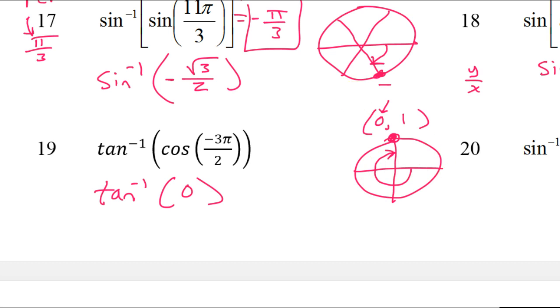Okay, so what about this point right here? This is the point 1 comma 0. So tangent is y over x. 0 over 1 is 0. So this is it. This is going to be the answer. This is angle 0. So the answer is 0.